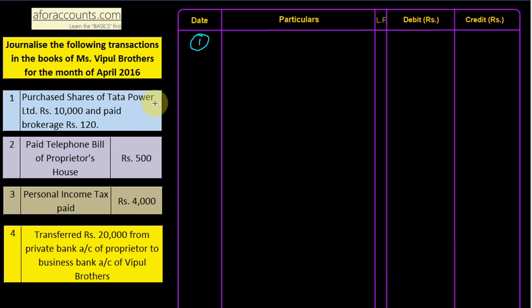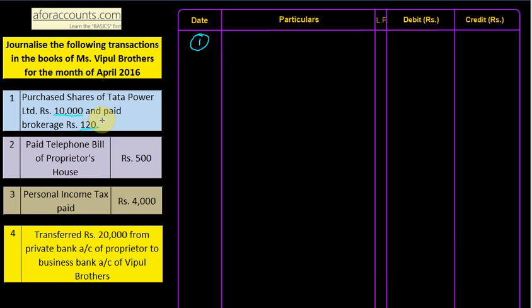Purchase shares of Tata Power Limited rupees 10,000 and paid brokerage rupees 120. So one point important to note here is whenever you purchase any asset, expenses to bring that asset to be put to use need to be capitalized. So here you have bought shares for rupees 10,000 and paid 120 for the brokerage. So brokerage account को अलग से नहीं दिखाना है. The cost of shares will be 10,000 plus 120.